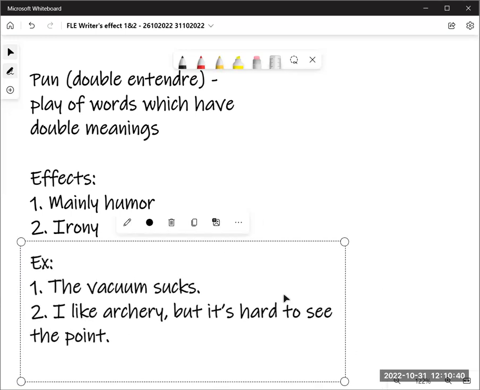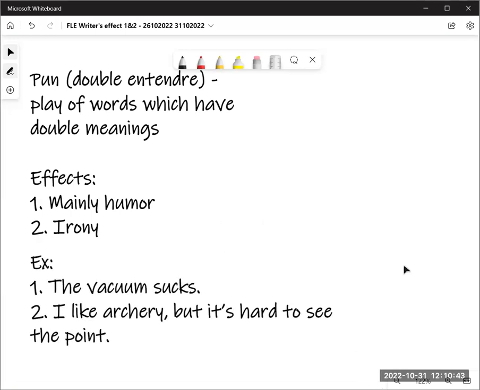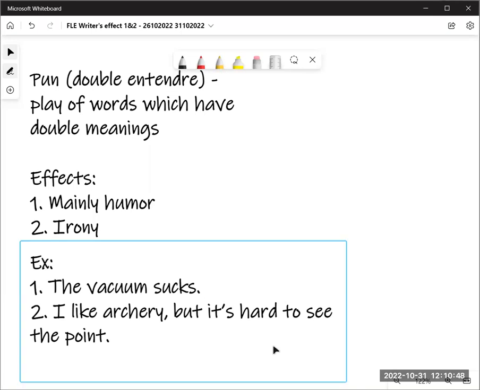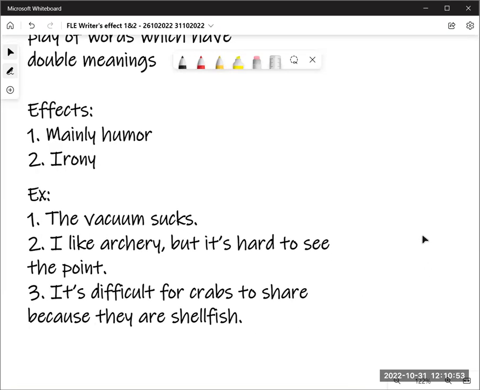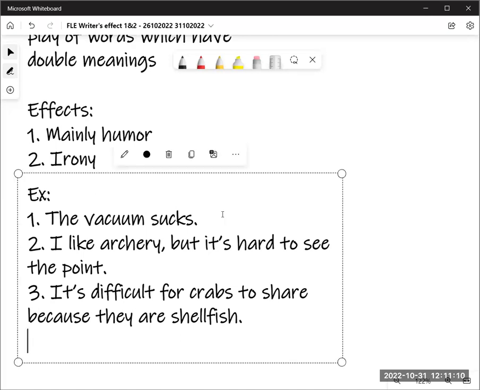Read the first and second example, quick. The vacuum sucks. I like archery, but it's hard to see the point. The third one. It's difficult for crabs to sail because they are shellfish. All right. Now, do you understand if there's anything funny about it? Sorry, first of all, I did not understand first and second, but I understood third at least. All right. There's selfish, shellfish.